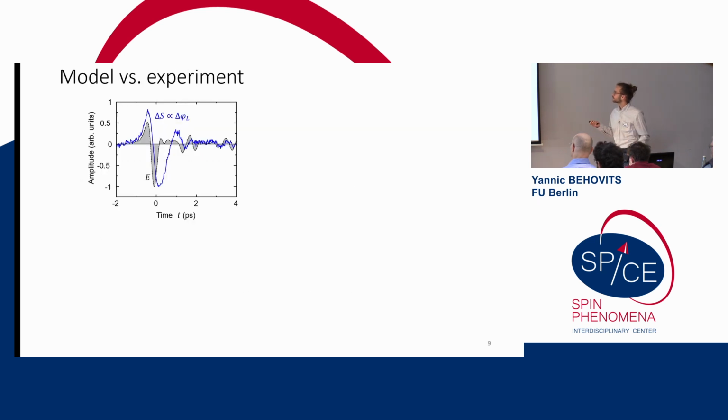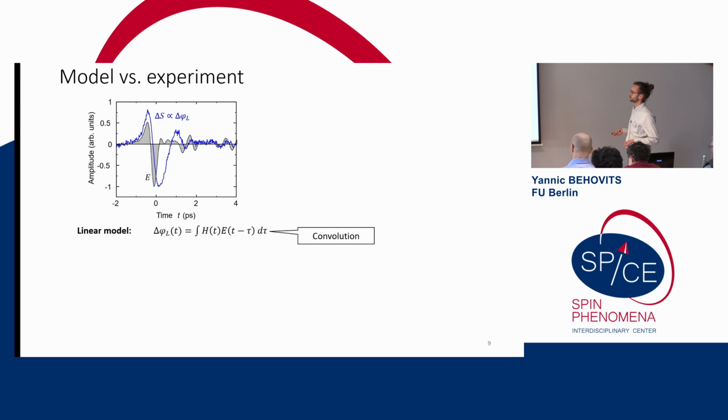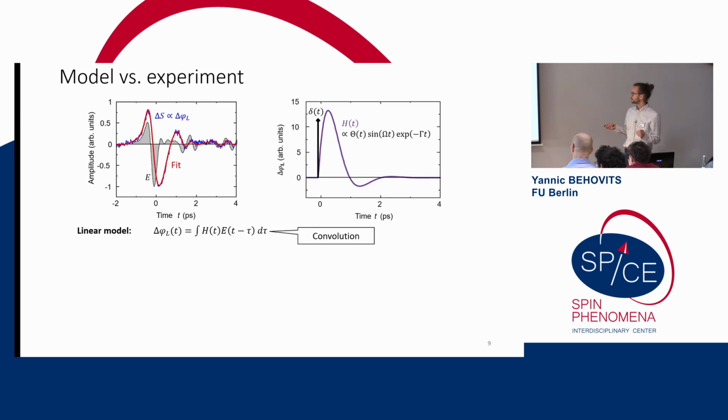So we go back here. This is our data, the blue curve, and the black curve is the electric field. You can immediately see it is not a delta-like impulse. So this might look like a problem, but actually in the linear regime, it's very simple to just use a convolution of the electric field with some basic response function. And we can try to fit this now to our data, and actually you see that the fit captures the dynamics very well. And this allows us to get fully rid of the electric field that drives the process and just get the response function.